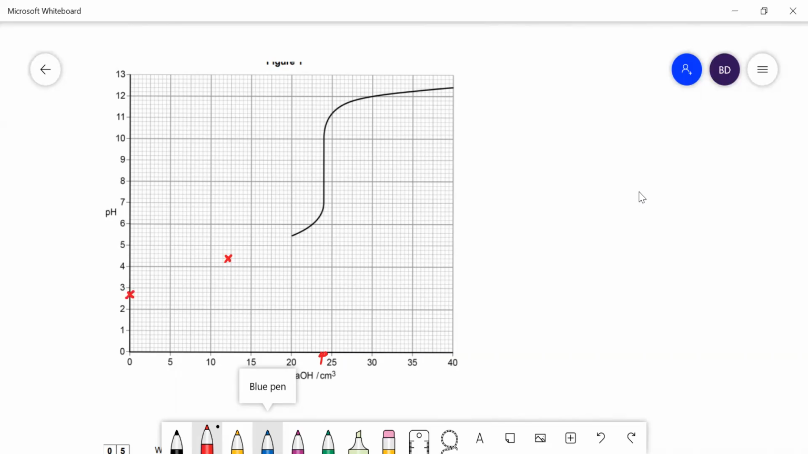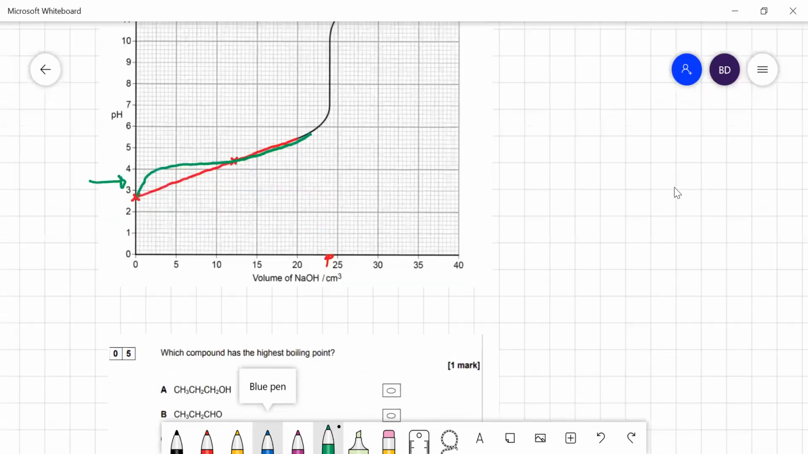Now if you just drew it as a straight line like that, you wouldn't get all the marks, because there's always a bit of an S shape. I'll do it in a different color, green. It always goes up steeply at first, and then it kind of does that. So you've got to have that little S bit to get the mark. That's the answer there.